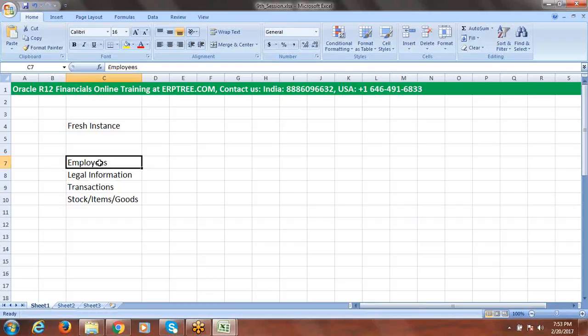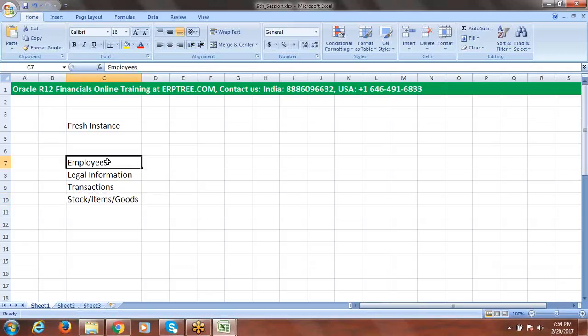To maintain the employee information in the system, and here system always refers to the instance, in the fresh instance you have to create a separate room space to maintain the employee information, a separate room space for legal information, and a separate space to record day-to-day business transactions. And to maintain your stock related information, you should have a separate space within the instance environment. To maintain these different sets of data, we'll see what we have to create in the instance.